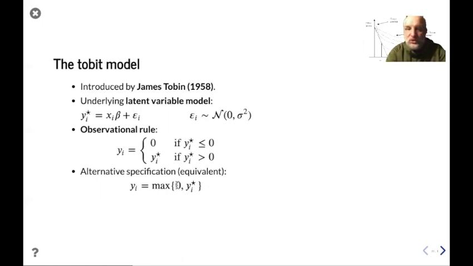Of course here, 0 doesn't have to be 0. You can put in a truncation point wherever you want, or you can revise this so it becomes the minimum instead, and then the model would be slightly different, and it could accommodate the wealth example as well.